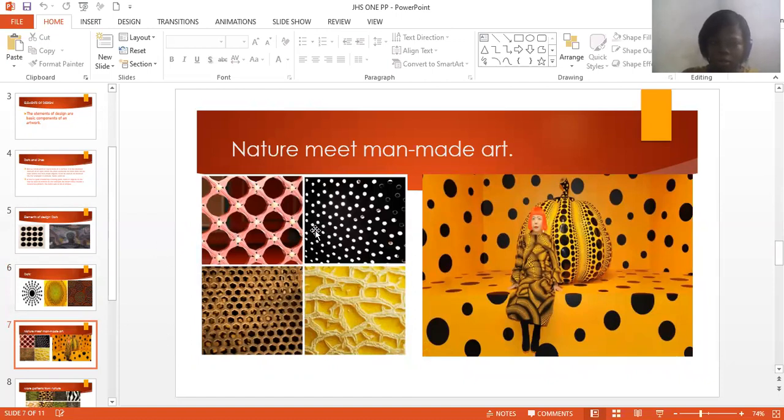So these are some natural things that you can get the dots from. This is the surface of a plant. Then this is a beehive. Now these are all up close shots of things that you can get dots from.